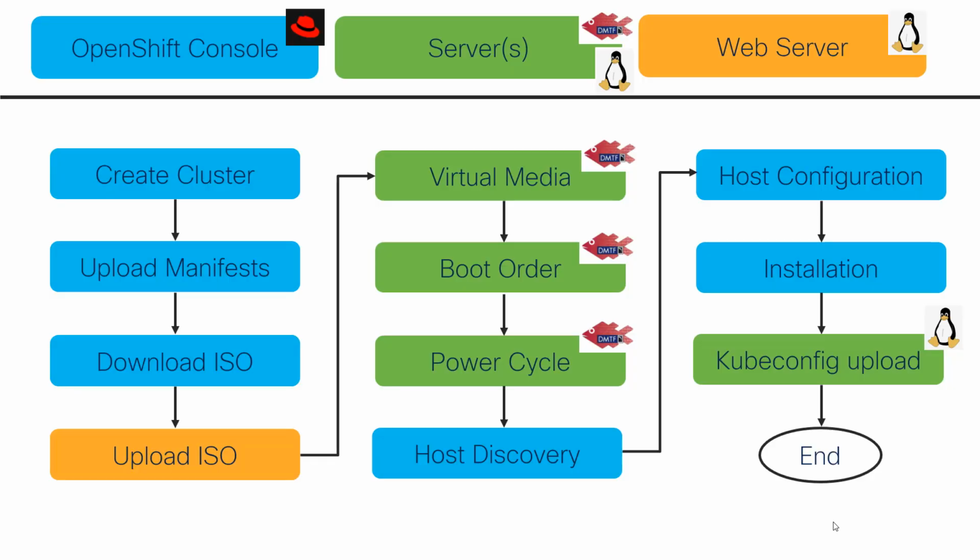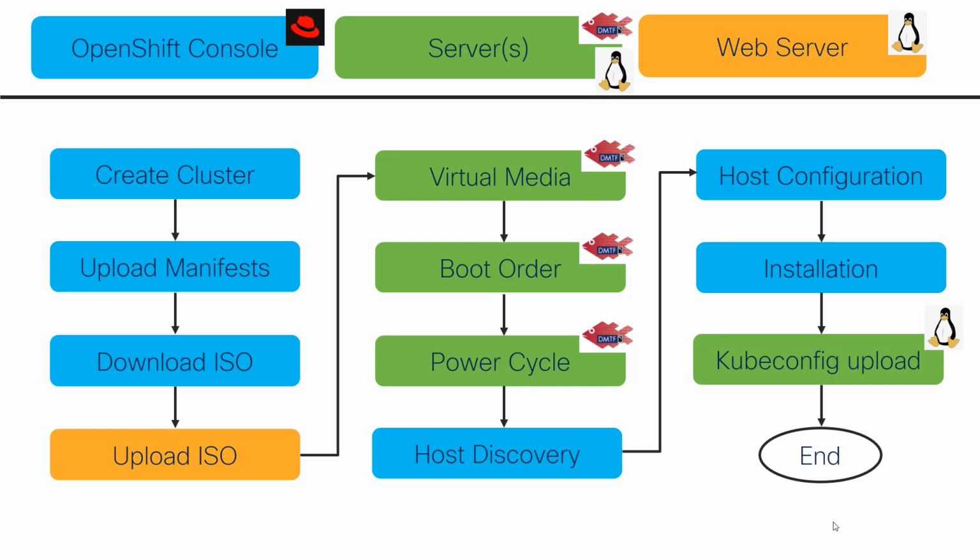When you have all the data defined, you can initiate an OpenShift installation workflow. The workflow interacts with the OpenShift console, servers, and web server as indicated with colors. Once verification is complete, the cluster is created, the manifest uploaded, the ISO generated by OpenShift assisted installer, and then downloaded and uploaded to the web server. All servers are configured to boot from this ISO.